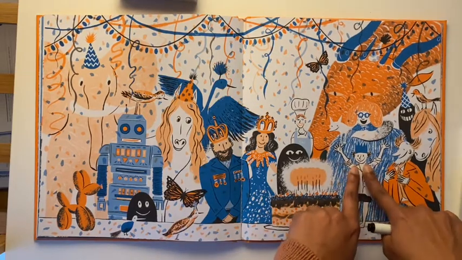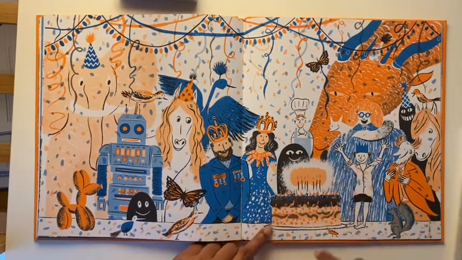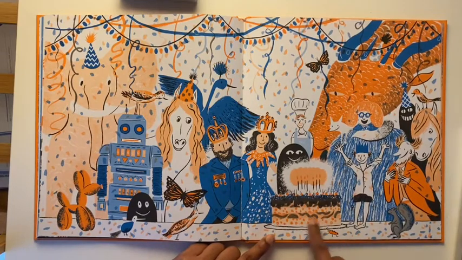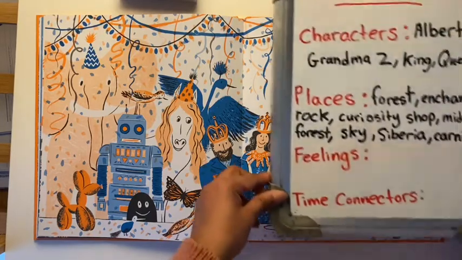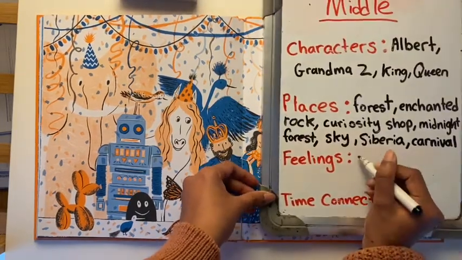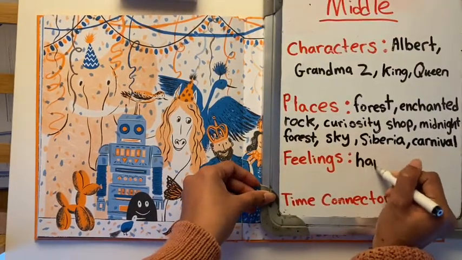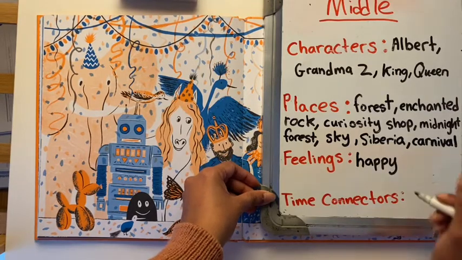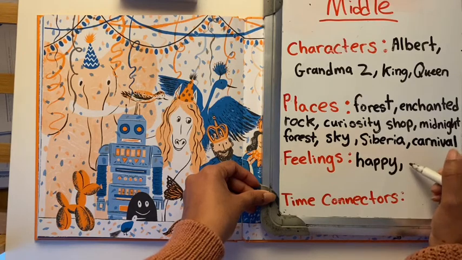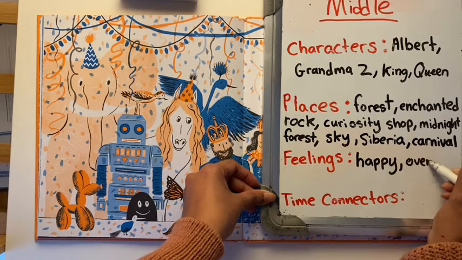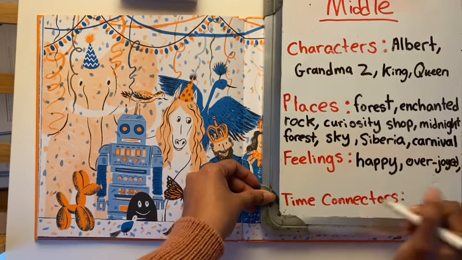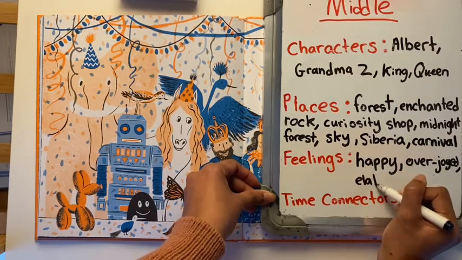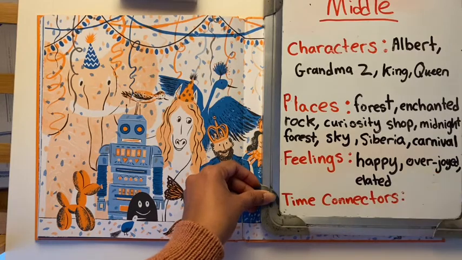Now let's look at feelings. Look at Albert. He's wearing a big smile on his face, and he's got a birthday cake bigger than he is. I think he must be feeling really happy. What's another word for happy? You might say that he is overjoyed. Or even elated. Elated means very, very happy.